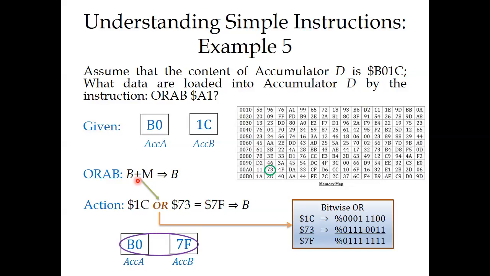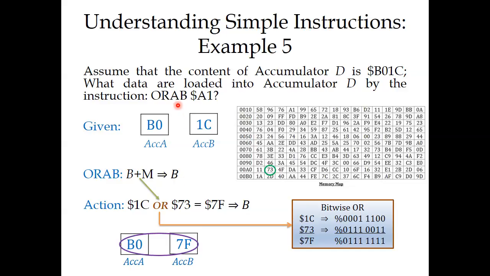So the instruction said B, meaning the content of B, must be ORed with M. What is M? 1 byte data, right? And after you are done with the OR operation, you copy the data back to B, meaning the accumulator B. This is all about accumulator B, okay?